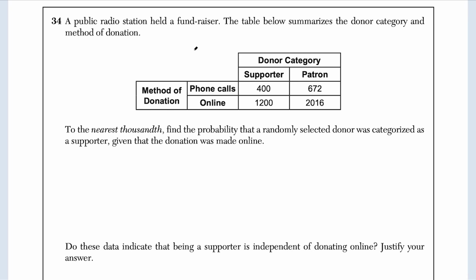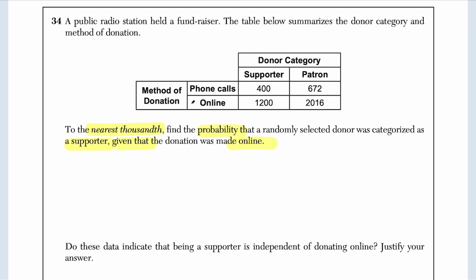So question 34, we have a public radio station held a fundraiser, and the table below summarizes the donor category and the method of donation. And now this is the information that we need. And the first part of the question is to the nearest thousandth, so that's what we're rounding to. We're going to find the probability that a randomly selected donor was categorized as a supporter, given that the donation was made online. So for this part here, we're once again calculating the probability that someone was categorized as a supporter, given that the donation was made online.